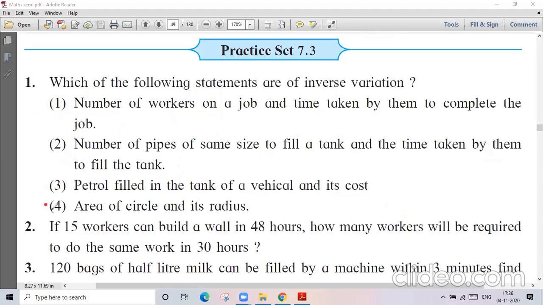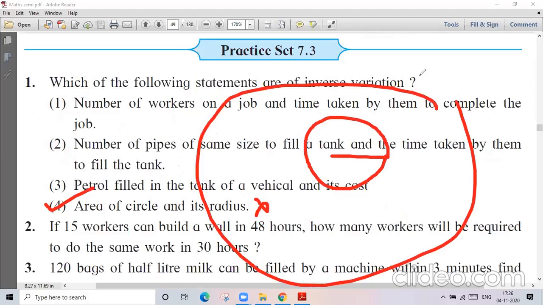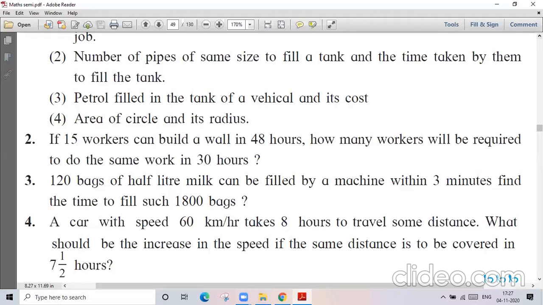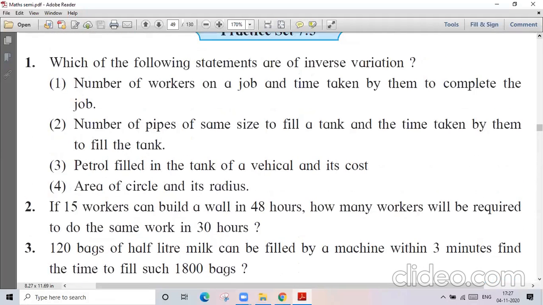Area of a circle and its radius. It is also not the inverse variation, because radius वाढली तर obviously area will increase. Okay, radius वाढली तर area will increase. So first and second are the examples of inverse variation, and third and fourth are not the examples of inverse variation. Okay, good. So I don't think तुम्हाला problem असेल. सो क्वेश्चन नंबर 2 बघूया आपण.